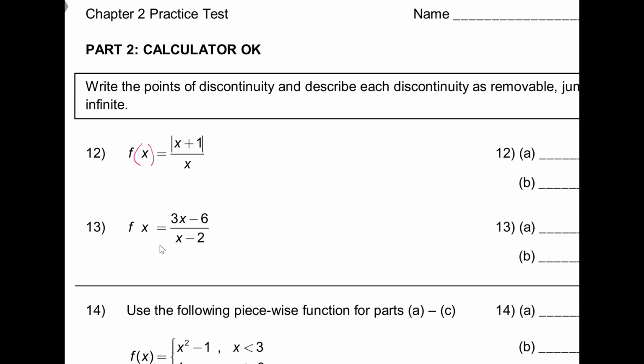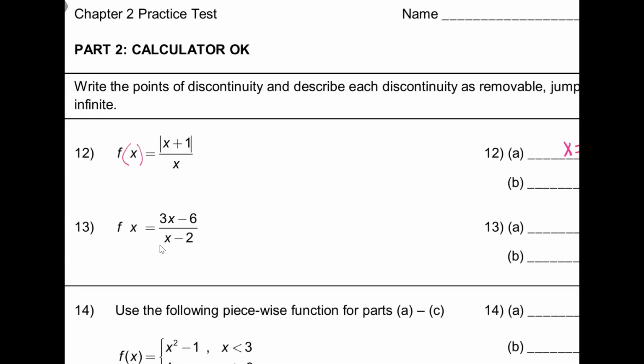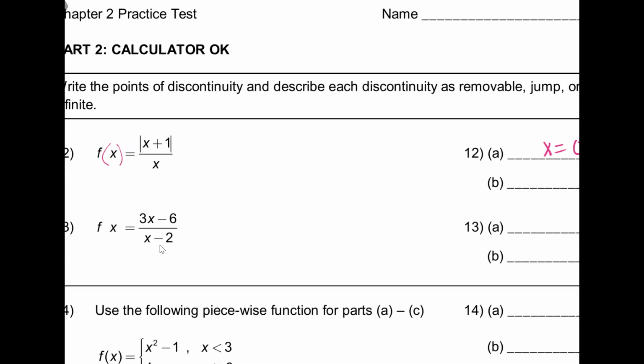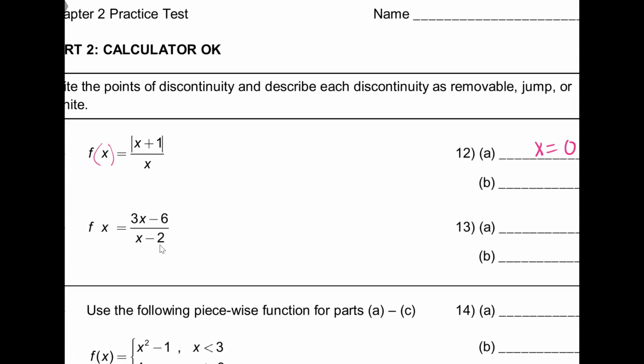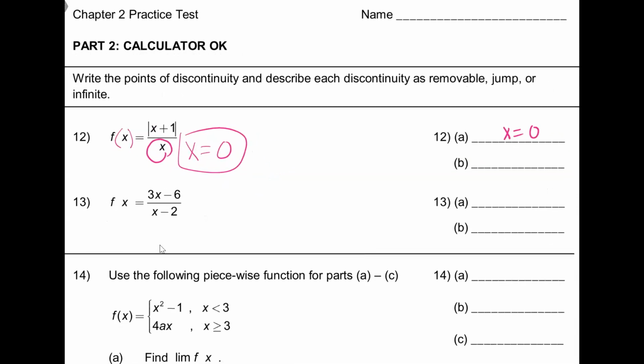Okay, part 2, calculator okay. Write the points of discontinuity. Who am I on? Tali, what do you think? Number 12? Exactly. The point of discontinuity is at x equals 0. And then part B is whether it's removable, jump, or infinite. Wherever the denominator equals 0, let me set the denominator equal to 0. Oh, it's literally just x equals 0. And then what kind of discontinuity is it, Tali?